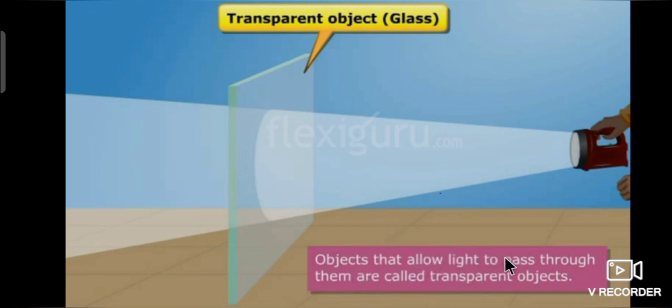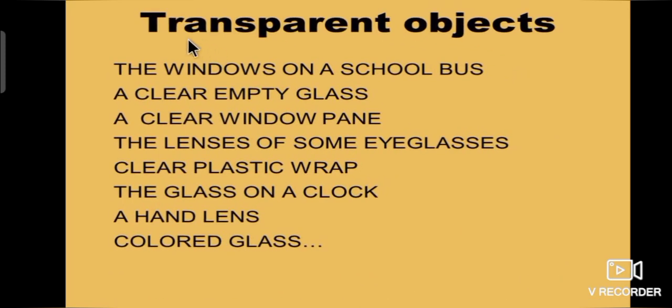Objects that allow light to pass through them are called transparent materials or transparent objects. Let's see the examples of transparent objects. The windows on a school bus, clear empty glass, clear window pane, the lenses of some eyeglasses, clear plastic wrap, the glass on a clock, a hand lens, colored glass. These are the transparent objects.